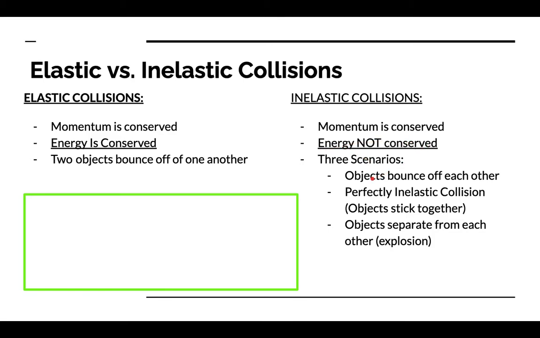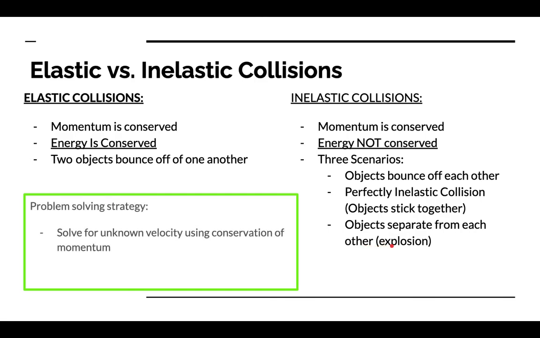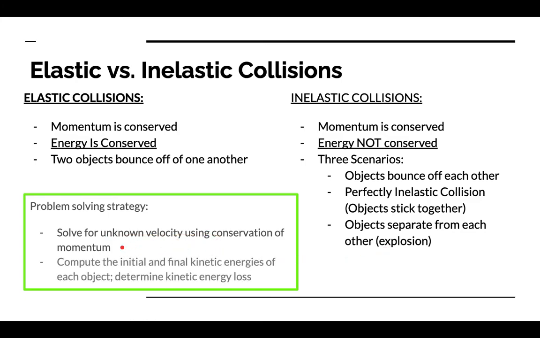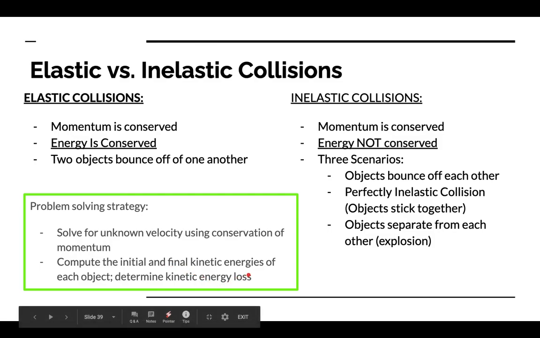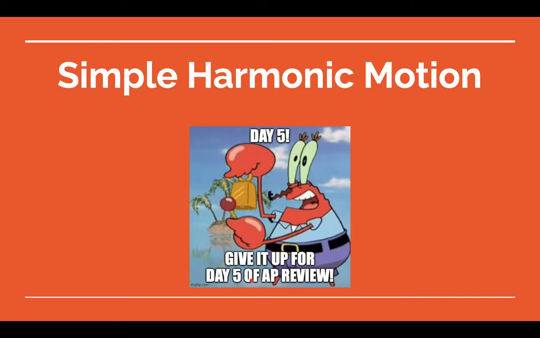In an inelastic collision, energy is not conserved. We have three scenarios here. The objects bounce off of each other, but they aren't like billiard balls. It's like a car crash, where it's apparent that some energy has been lost through heat or thermal energy. You have a perfectly inelastic collision where objects stick together, or you have objects separating from each other, aka an explosion. The problem-solving strategy is that you solve for the unknown velocity using conservation of momentum, and then you compute the initial and final kinetic energies of each object to determine the kinetic energy loss. And that is day 4 of our AP Physics review.